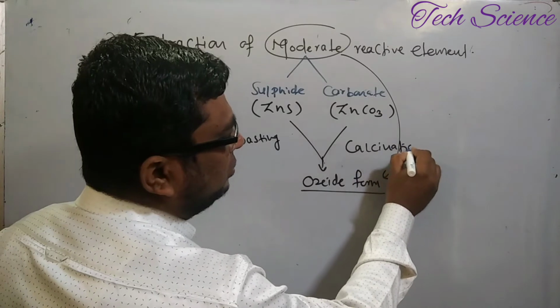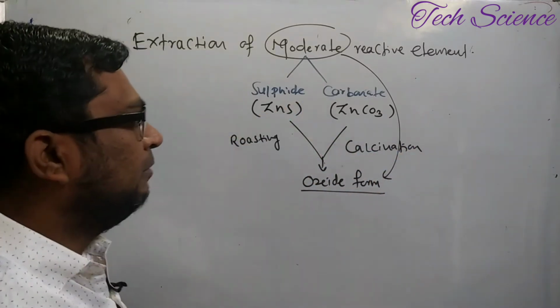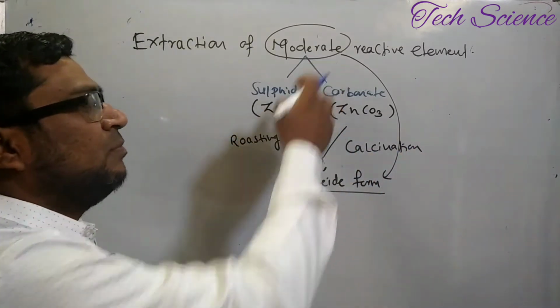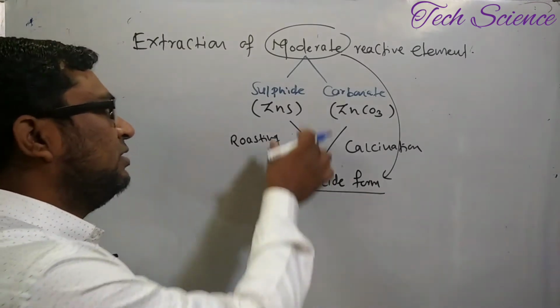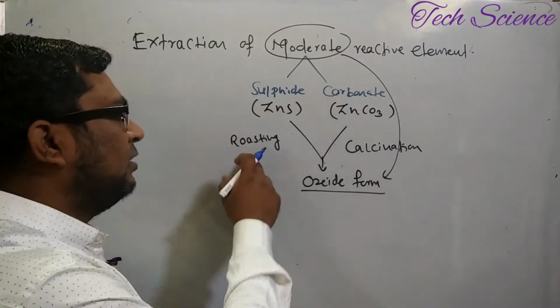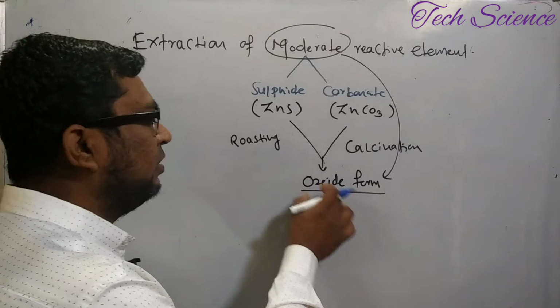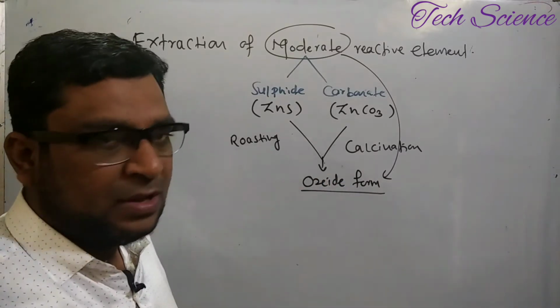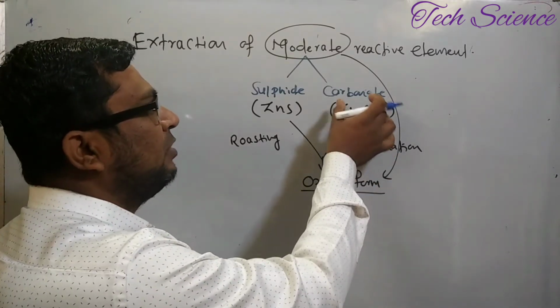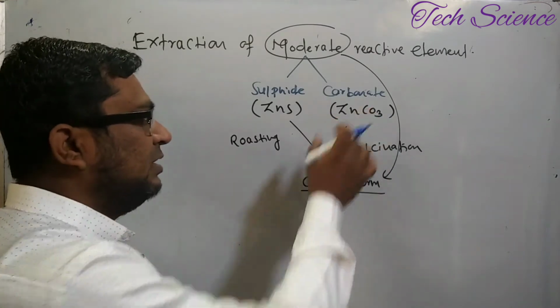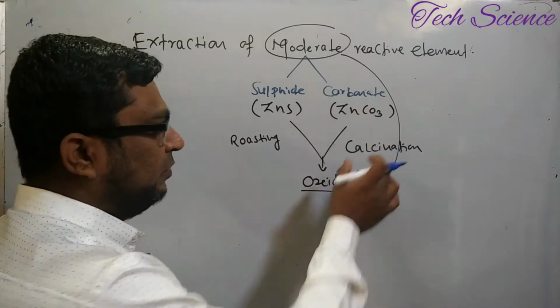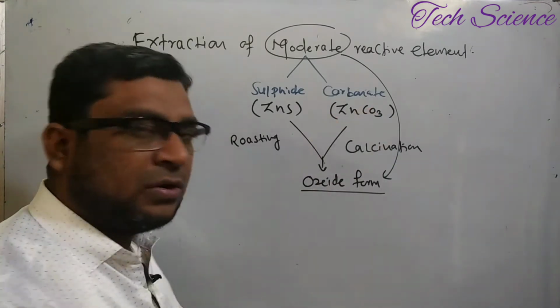So if the metal is moderate reactive and it is in sulfide form, apply the roasting process so that it is converted into its oxide form. And suppose the moderate reactive metal is in carbonate form, then apply the process of calcination to convert it into the oxide form.